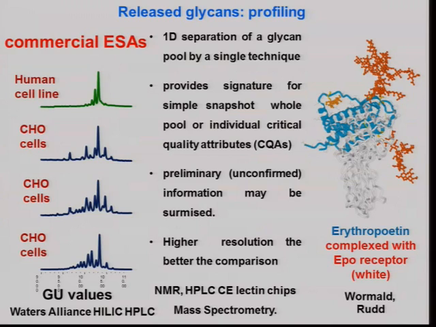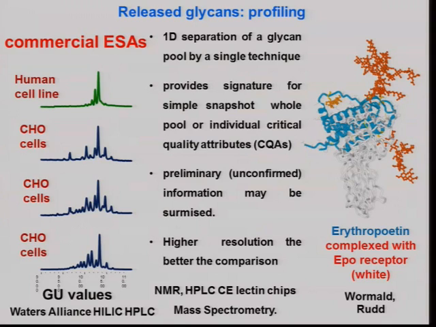And this is just a glycan release, 2AB label, and run on a UPLC column. And you can see it gives you a lot of information. It tells you the human cell line product is really different from all the CHO cells, and the CHO cells are different from each other in the way they process the glycans as well.